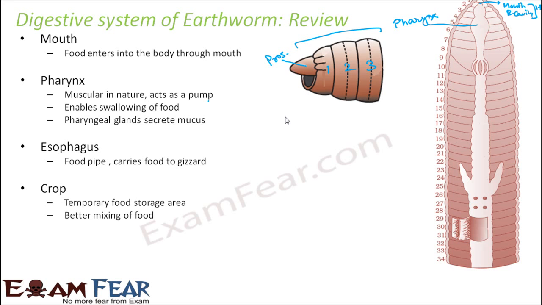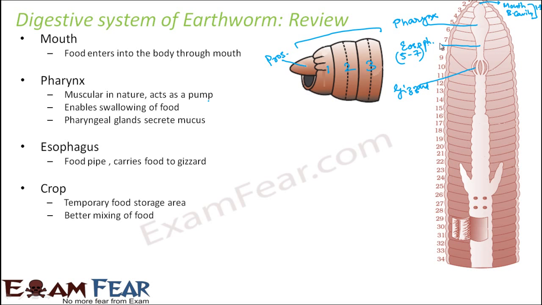Then comes the esophagus or the food pipe. So this pipe-like structure which you see here is the esophagus. It is a food pipe which carries the food to the gizzard. What is gizzard? Gizzard is this muscular structure which you see here. So the esophagus basically acts as a tube which carries food. That's all. The esophagus is present from the 5th to the 7th segment.